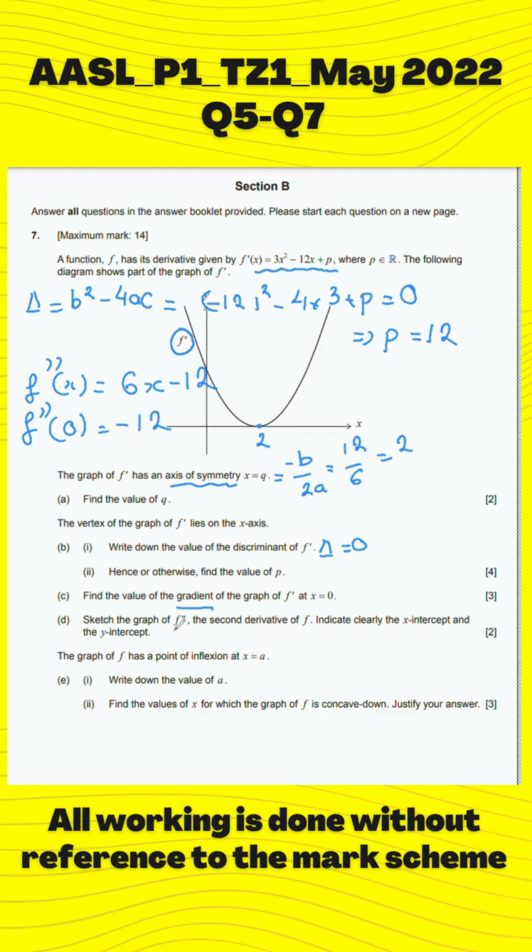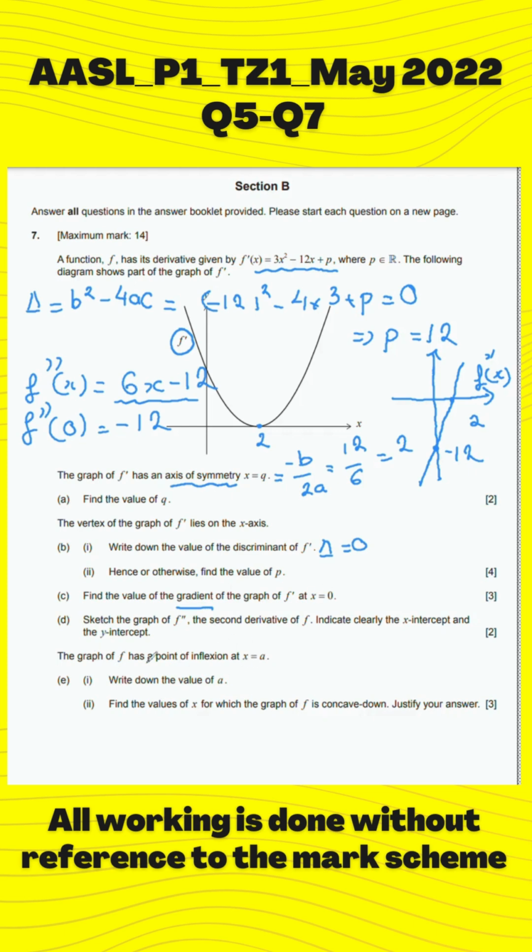Okay, sketch. Identify clearly the x-intercept and y-intercept. Okay, so we have a linear function here with the slope of 6 and the y-intercept as negative 12. So let's draw it down. So this is negative 12 and this will be 2. So this will go like this. This is the graph of the second derivative.